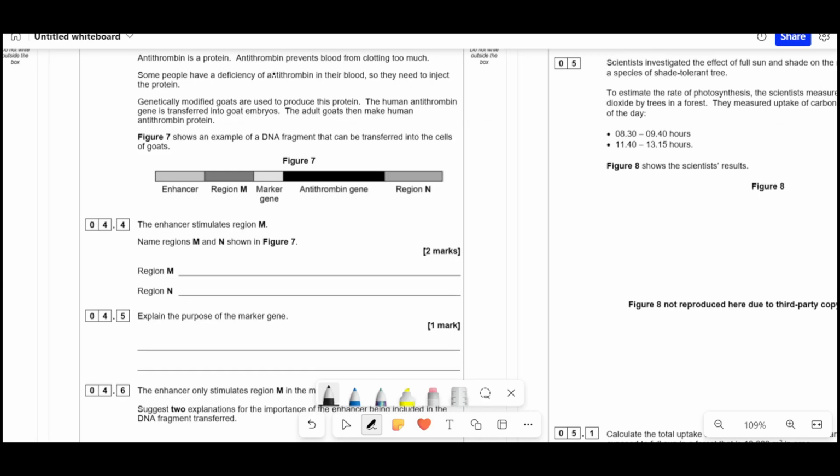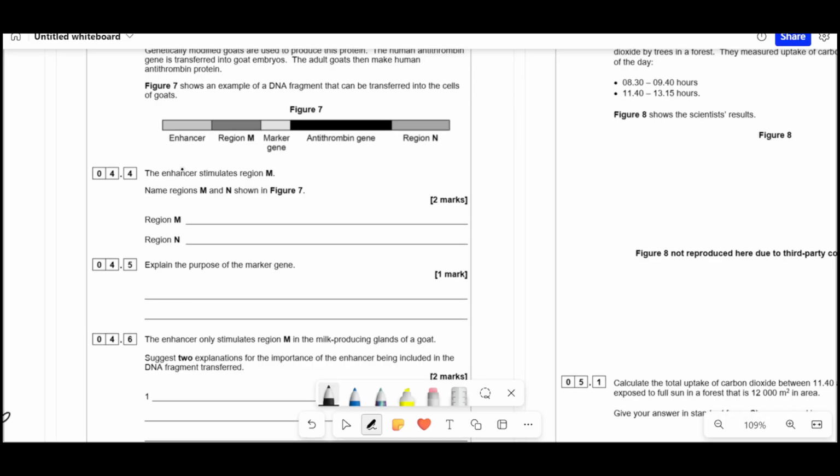Antithrombin is a protein and it prevents blood from clotting too much. Some people have a deficiency of antithrombin in their blood, so they need to inject this protein. Genetically modified goats used to produce this protein. The human antithrombin gene is transferred into goat embryos and the adult goats then make human antithrombin protein. Figure 7 shows an example of a DNA fragment that can be transferred into the cells of goats. The enhancer stimulates the region M. Name the regions M and N shown in this figure.